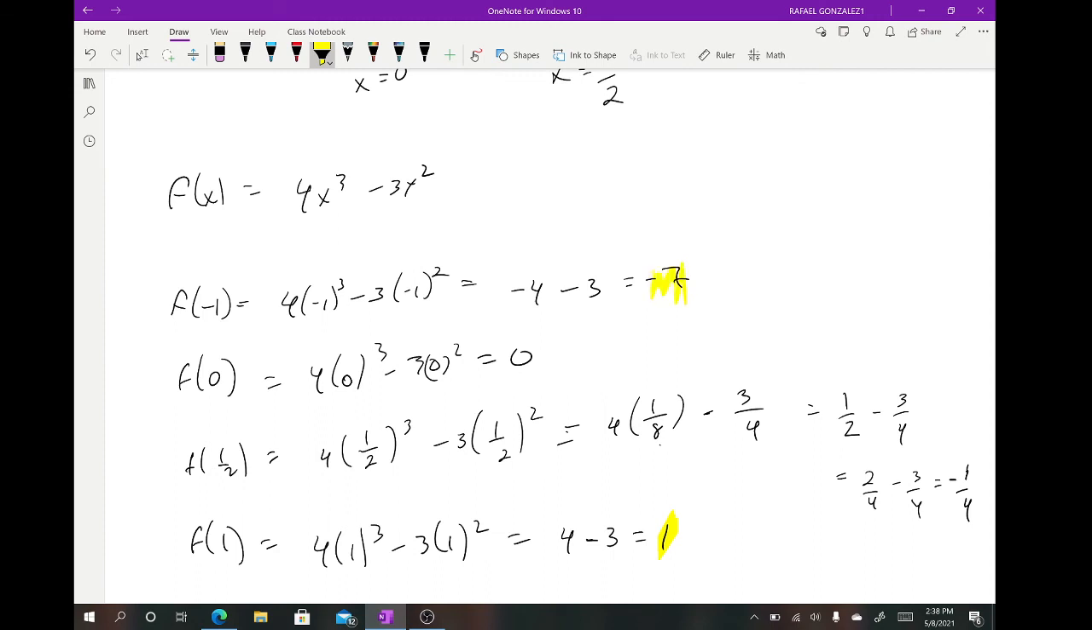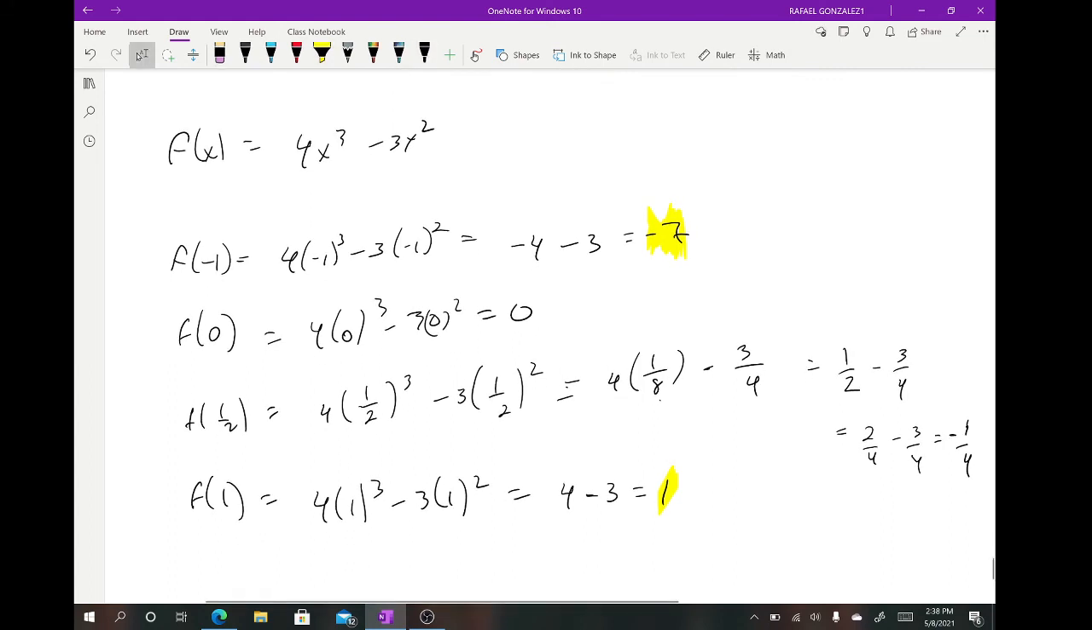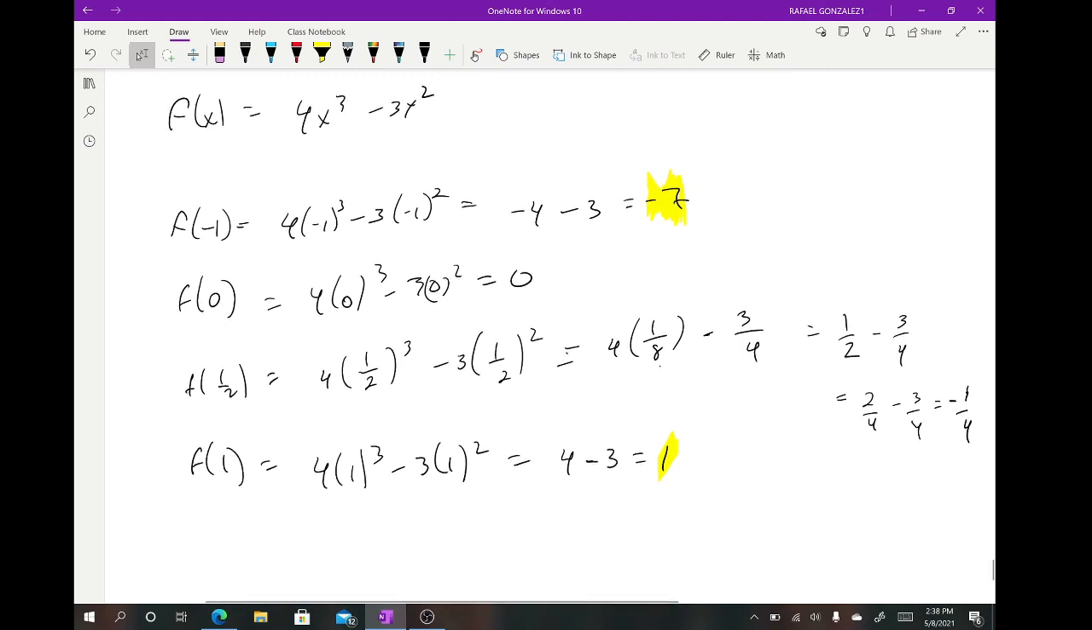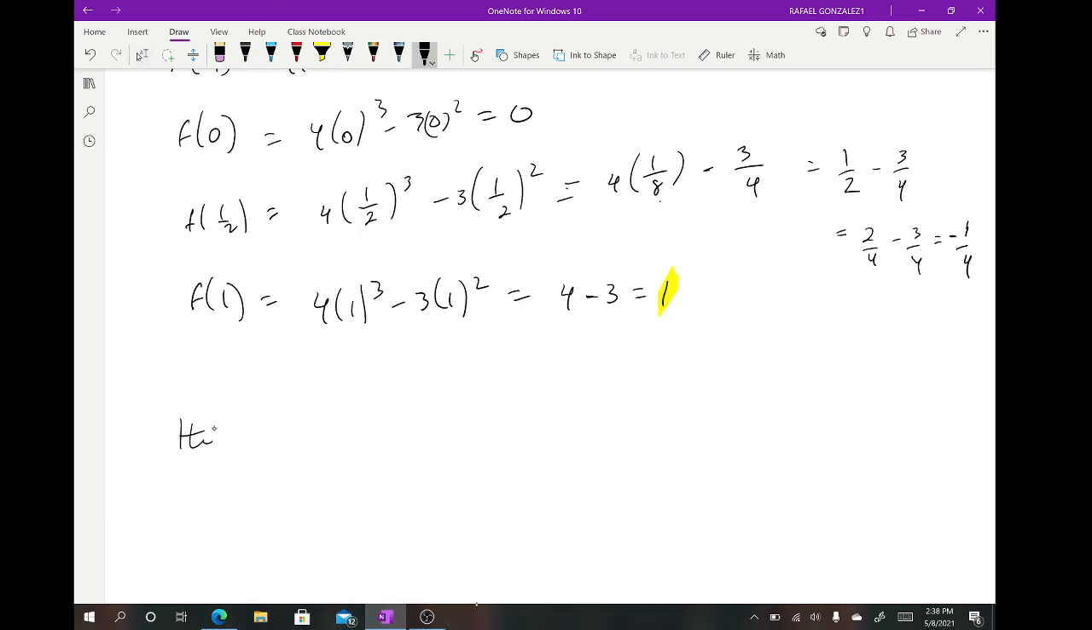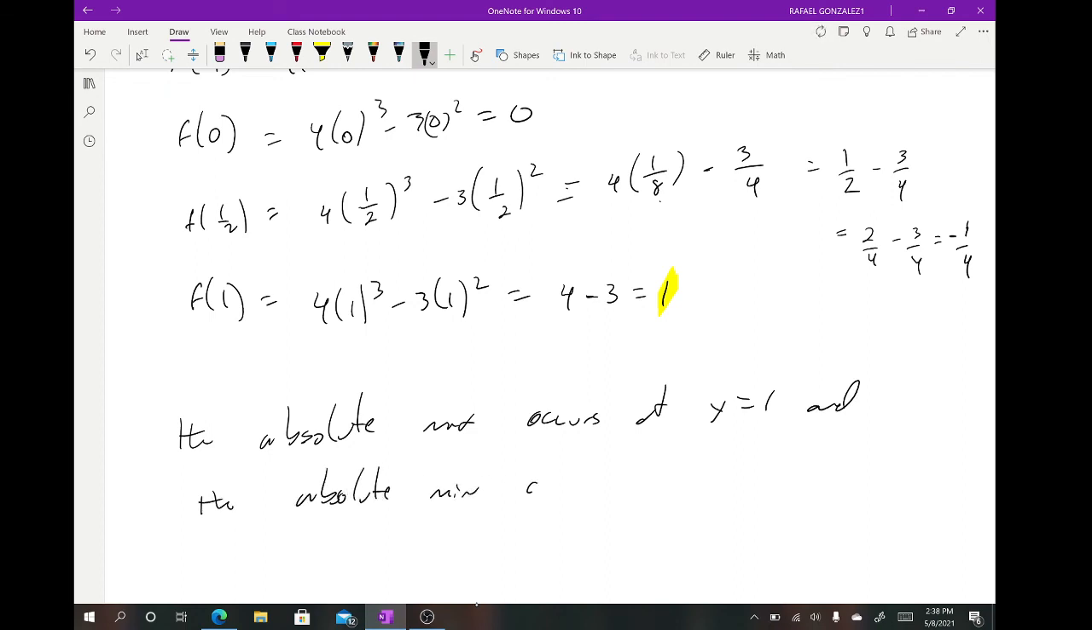And the lowest value is -7. Okay, so the lowest value happened to be -7, unless I did something wrong. Let me just make sure. Yeah, no, that's -7. And then this is definitely -1/4. Yeah. Okay, so the absolute max occurs at x equals 1, and the absolute min occurs at x equals -1.